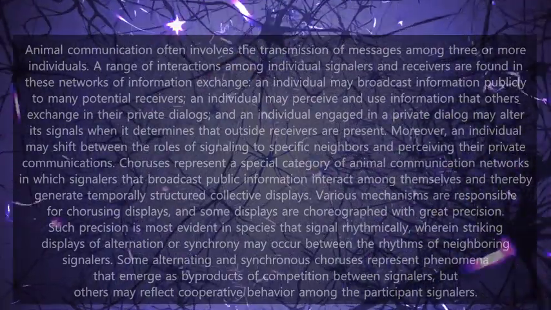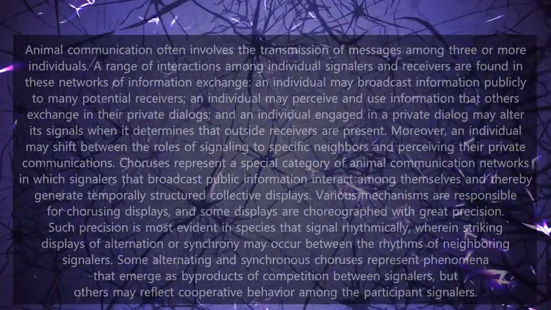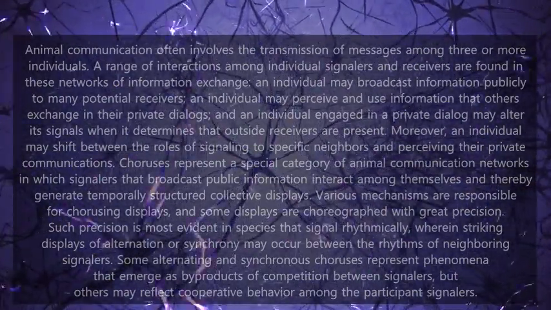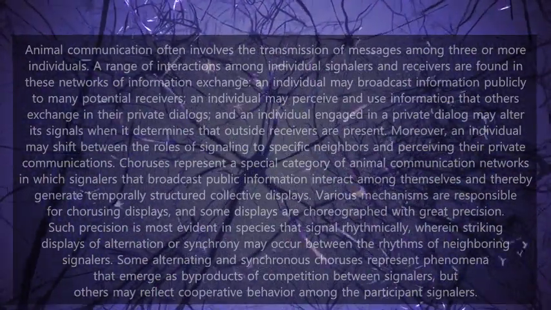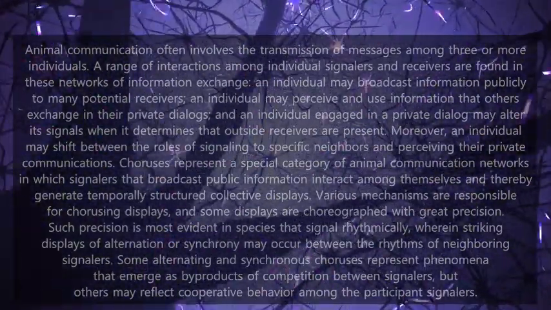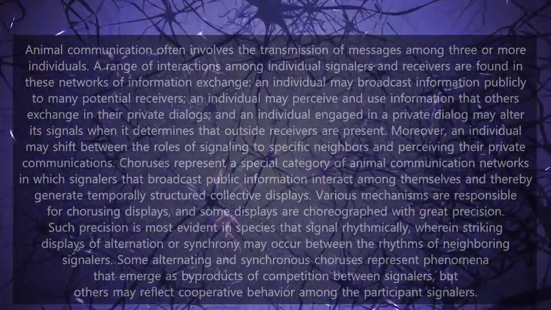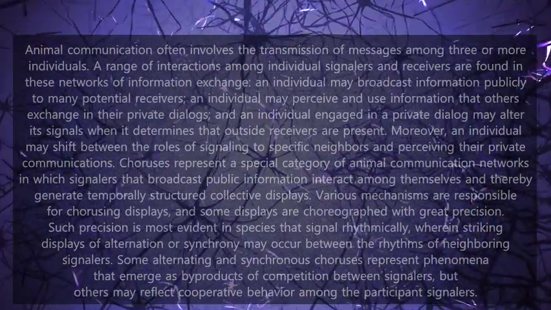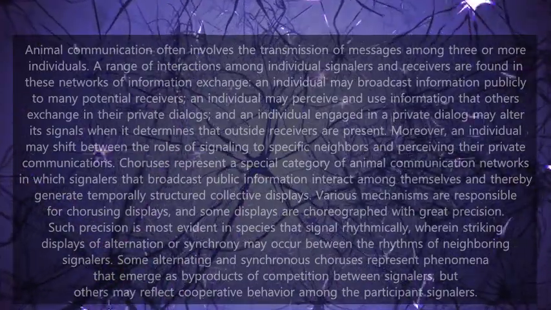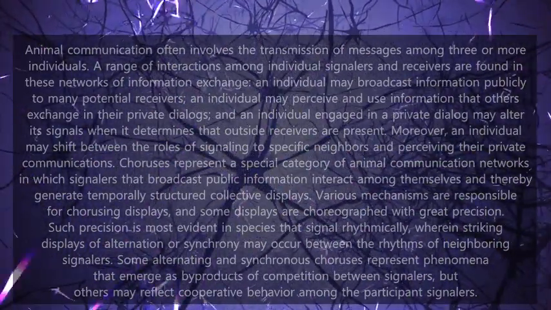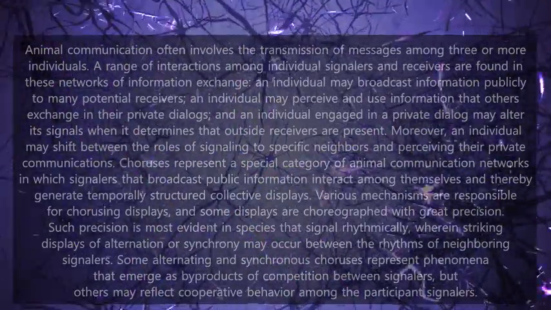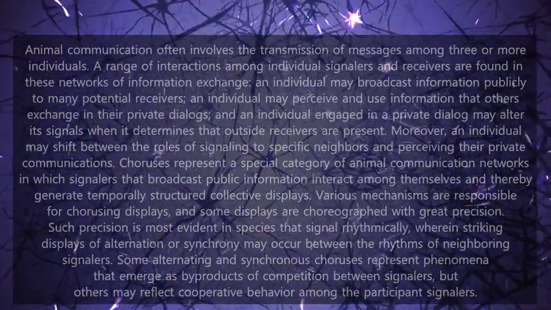An individual may perceive and use information that others exchange in their private dialogues. And an individual engaged in a private dialogue may alter its signals when it determines that outside receivers are present. Moreover, an individual may shift between the roles of signaling to specific neighbors and perceiving their private communications. Choruses represent a special category of animal communication networks in which signalers that broadcast public information interact among themselves and thereby generate temporally structured collective displays.